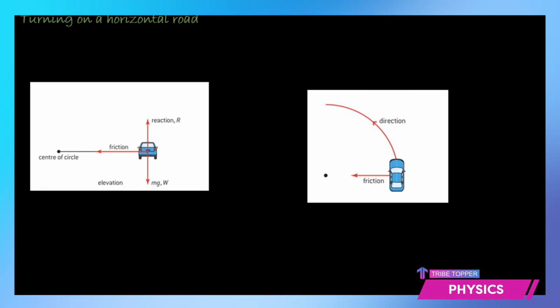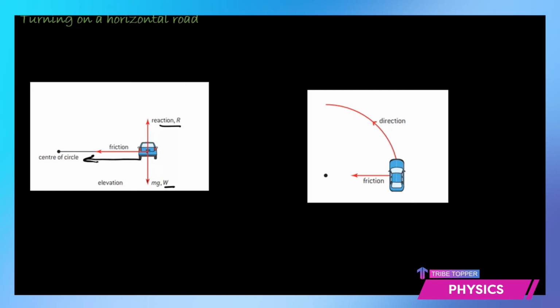One is the weight of the car acting downwards. The other is the normal reaction it receives upwards. And the third is the force of friction between the wheels and the road acting towards the center of the circle. So this provides it the necessary centripetal force.